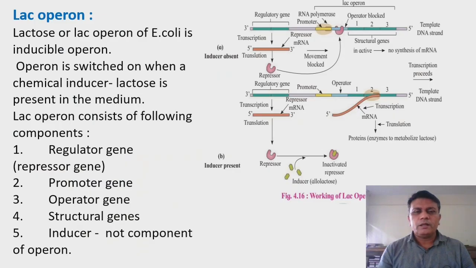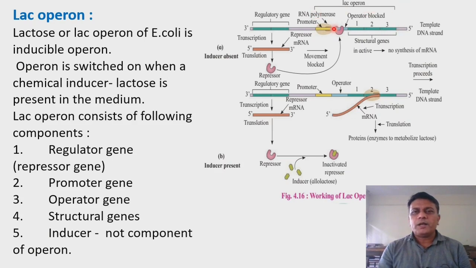Now we will study the topic that is lac operon model or lac operon concept. The lac operon concept is also called lactose operon and it is found in Escherichia coli bacteria. The lac operon is an inducible operon. Now here we can see the process of working of the lac operon model.